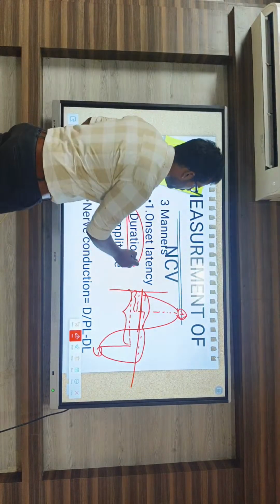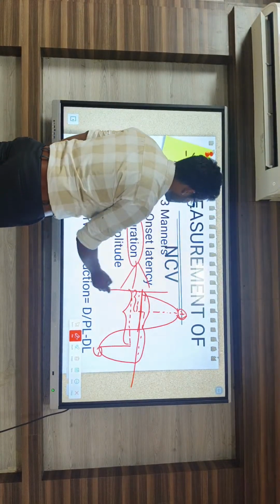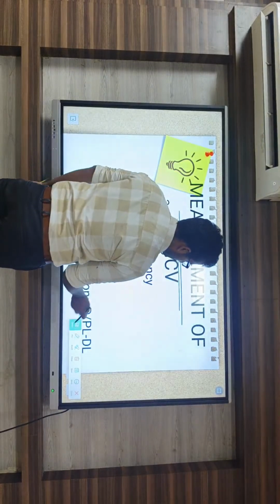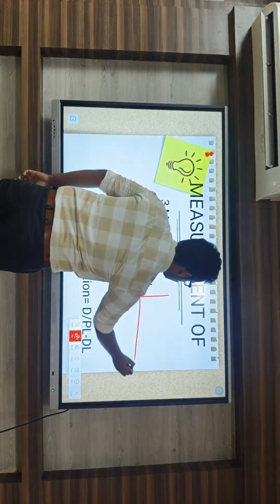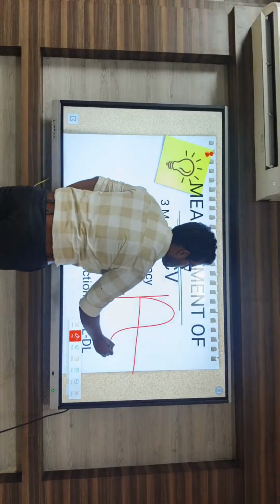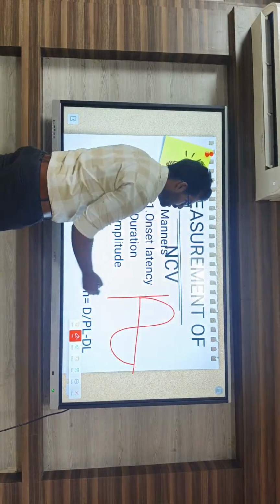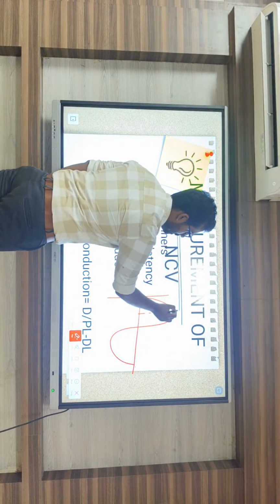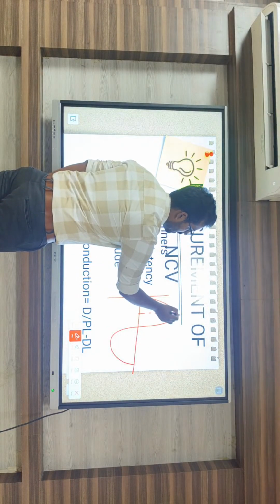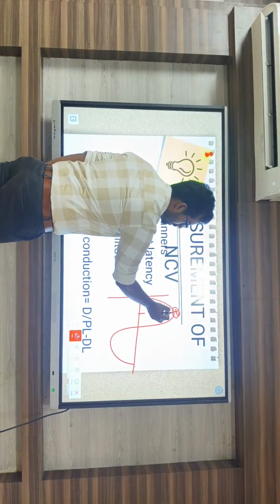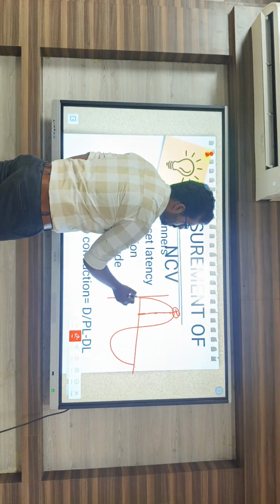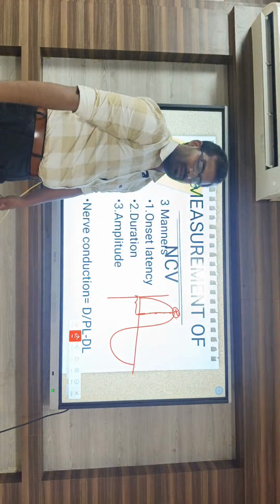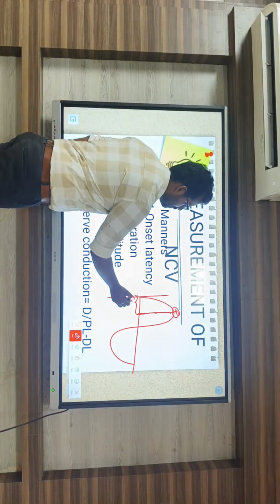So here we are going to treat the three portions of the duration. So first one, the duration from the starting to peak level of the positive one. So this is the positive charge. So this is the peak level. From the starting portion to mid level of the peak level is the first portion of the duration.